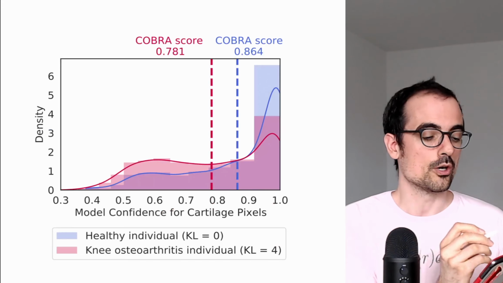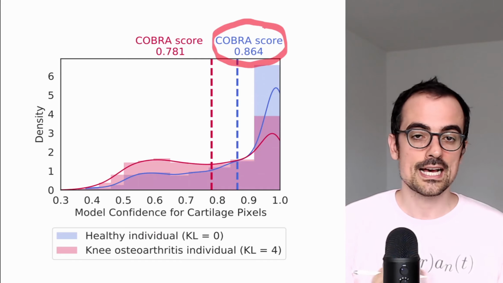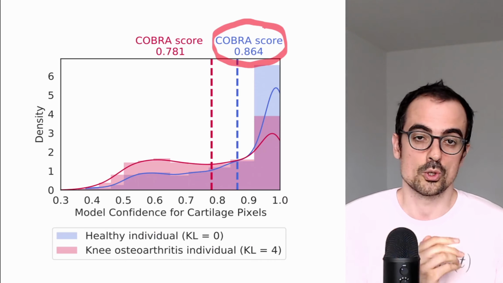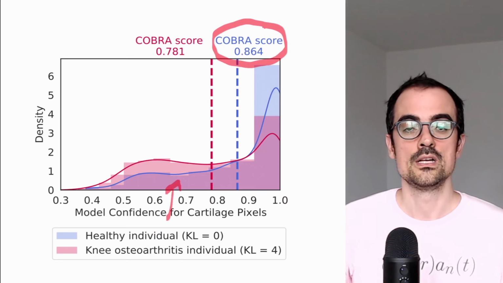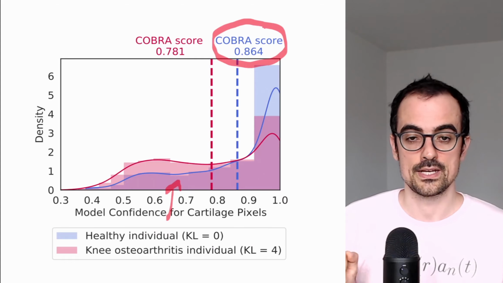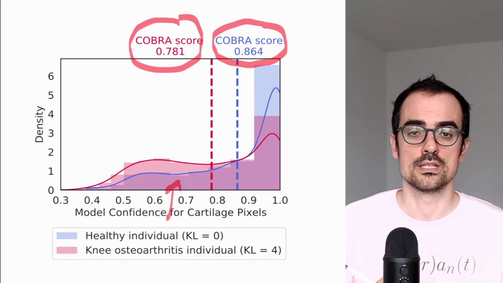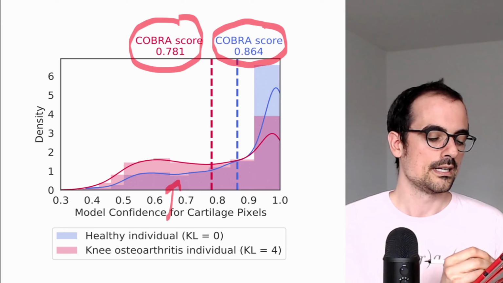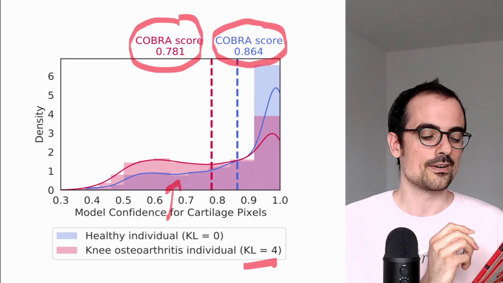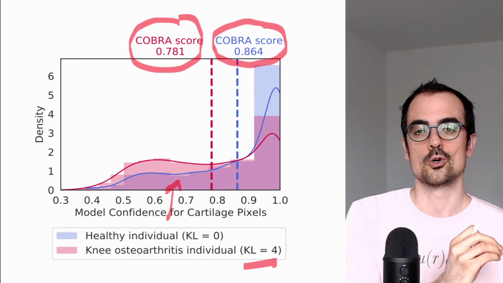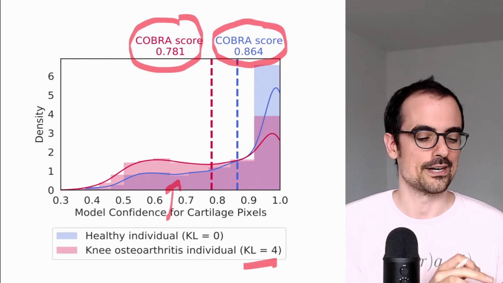Again, it's very important that we compute this score as the mean or average of the confidences for all the voxels in the magnetic resonance scan, and this gives us a stable, accurate metric, as opposed to using individual voxels, which would be extremely noisy, as you can see from the overlap of these two distributions. In this case, we get a COBRA score of 0.864 for the healthy individual and a COBRA score of 0.781 for the individual that has an impaired knee, with a knee osteoarthritis severity of 4. Notice that this is the other way around than with stroke. So we're going to see an inverse correlation between the COBRA score and the Kellgren-Lawrence grade, because here the higher the Kellgren-Lawrence grade, the higher the disease severity.